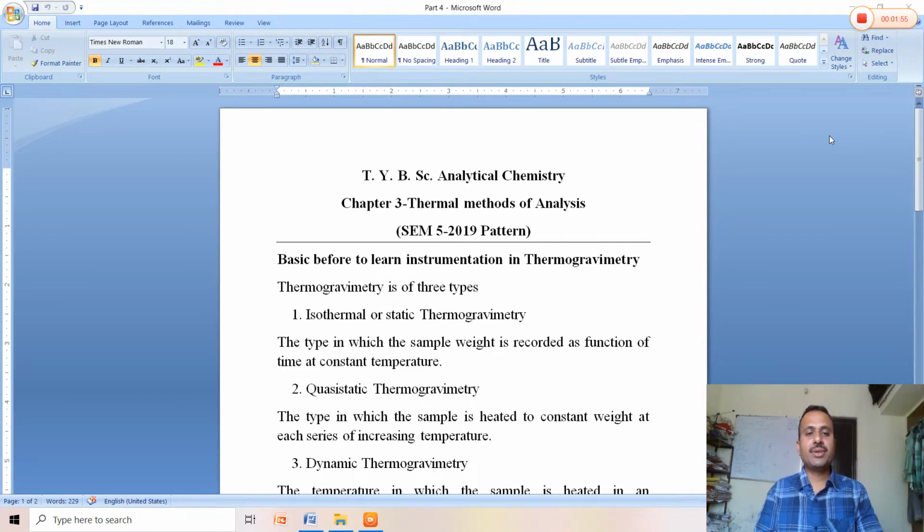This is the type in which the sample is heated to constant weight at a series of increasing temperatures. There is a series of increasing temperatures, and the sample is heated to constant weight. The weight is constant, but the sample is heated. The sample is heated to constant weight, and a series of increasing temperatures is given.